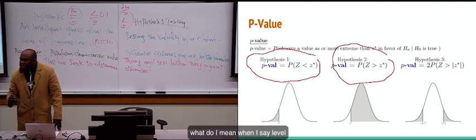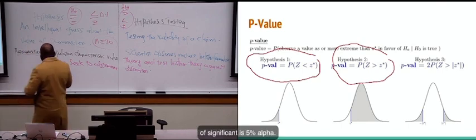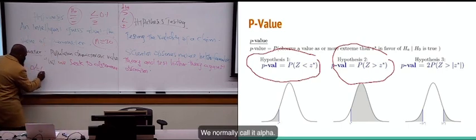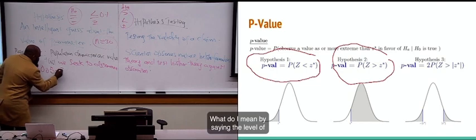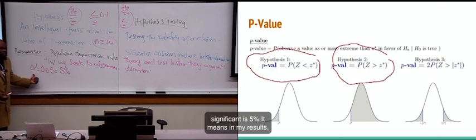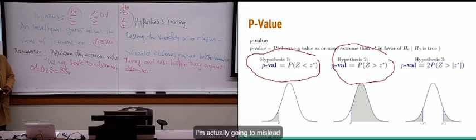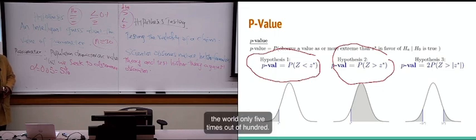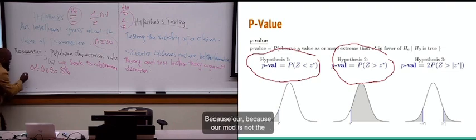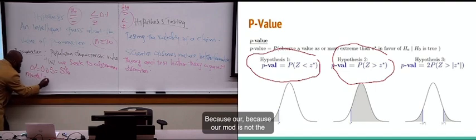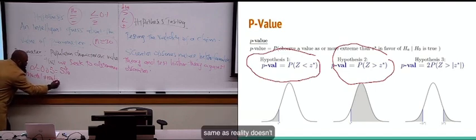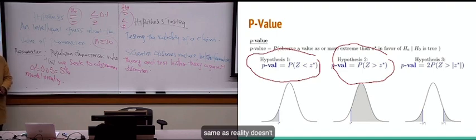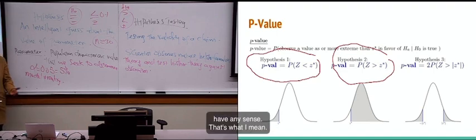What do I mean when I say the level of significance, alpha, is 5%? It means in my research, I'm actually going to mislead the world only 5 times out of 100. That's okay, because you know why? Because our model is not the same as reality. Does that make sense? That's what I mean.